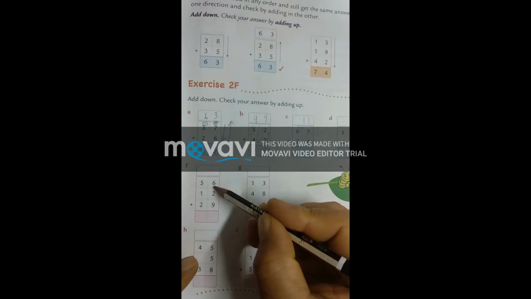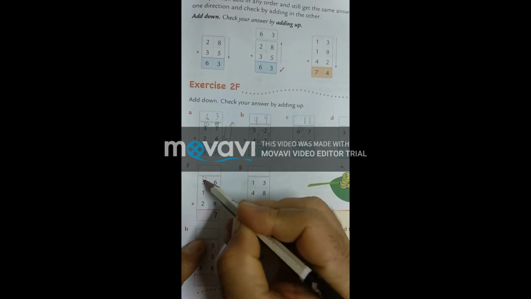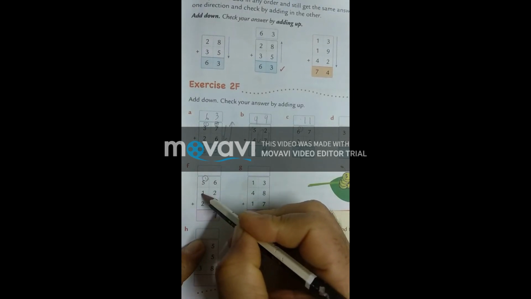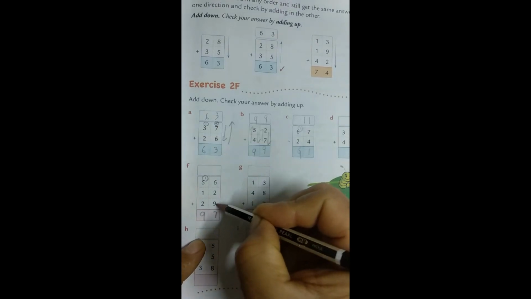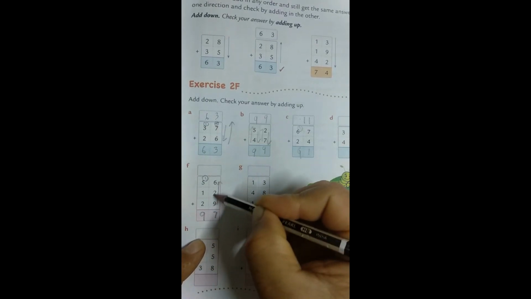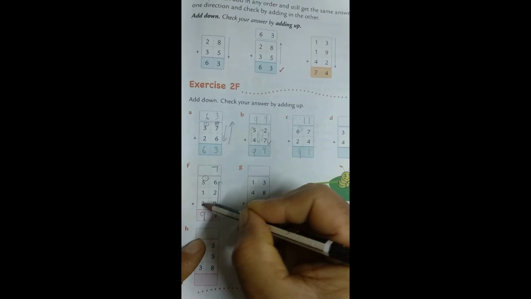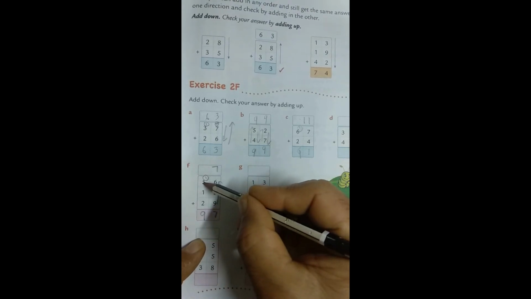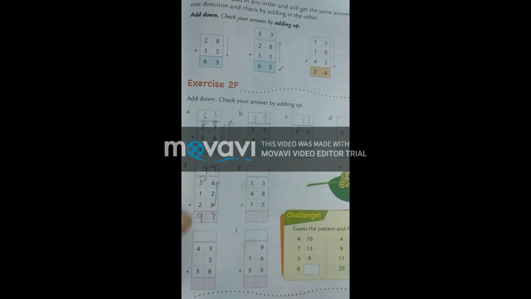Here also I will do one part. 6 plus 2, 8, plus 9, 17, 1 carry over, 5 plus 1, 6, plus 1, 7, plus 2, 9, 97. And if you want to add upside, then 9 plus 2, 11, plus 6, 17, 1 carry over, 2 plus 1, 3, 3 plus 5, 8, 8 plus 1, 9. So this way you can complete this exercise also.